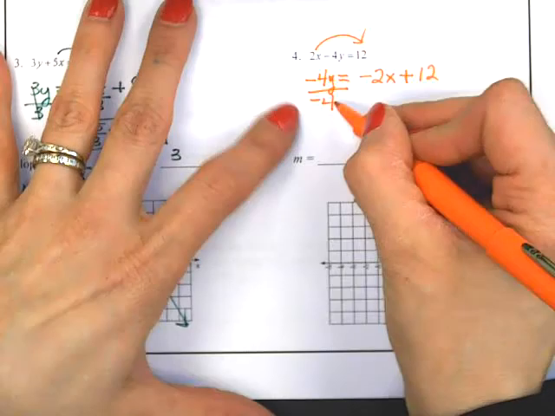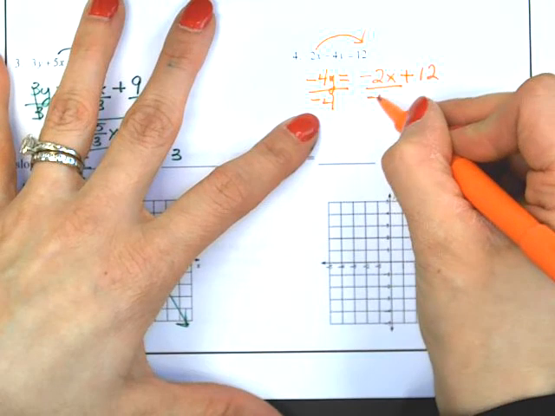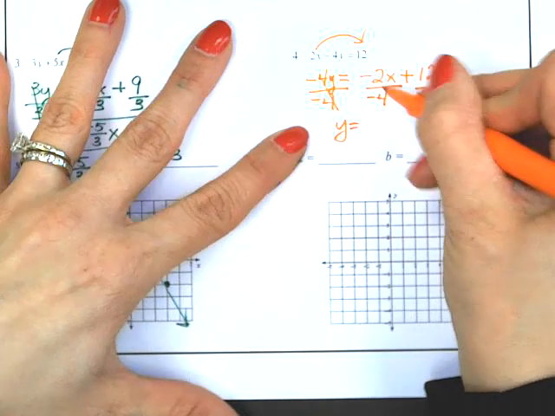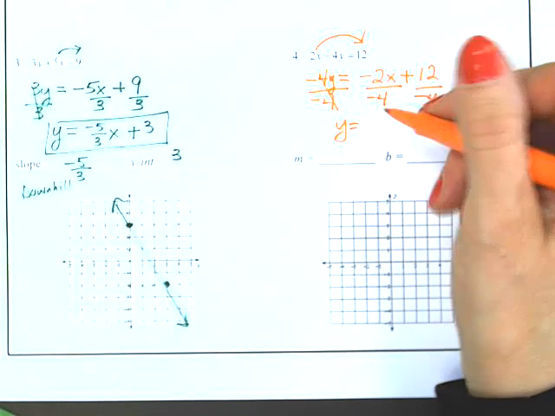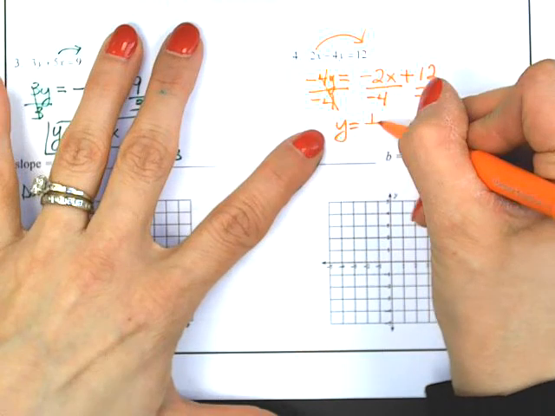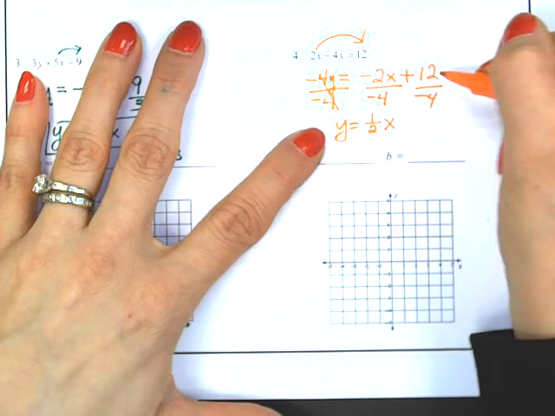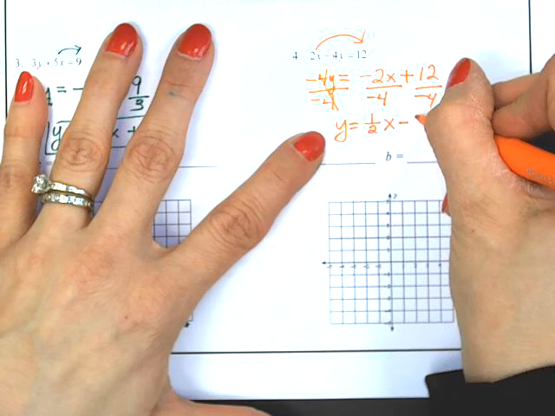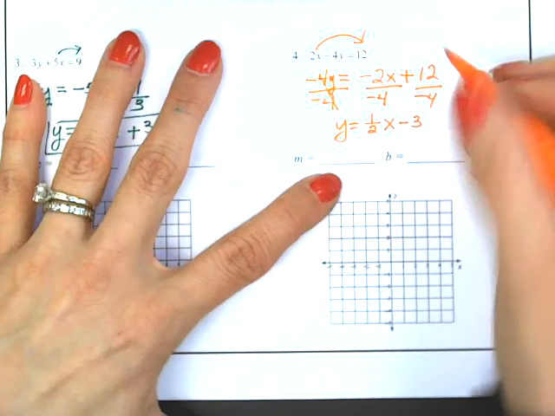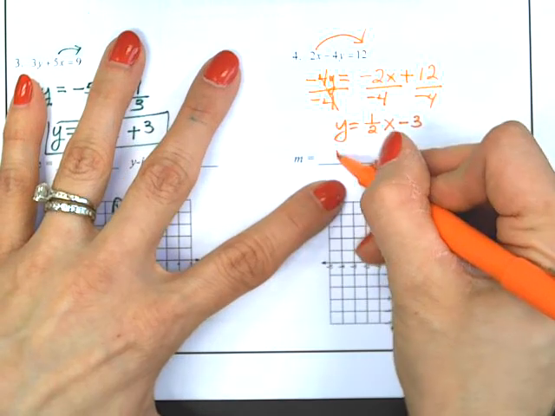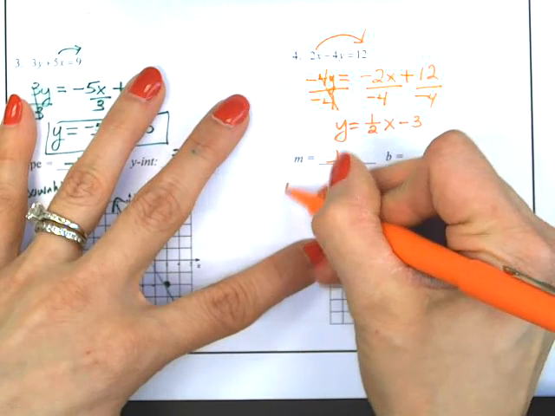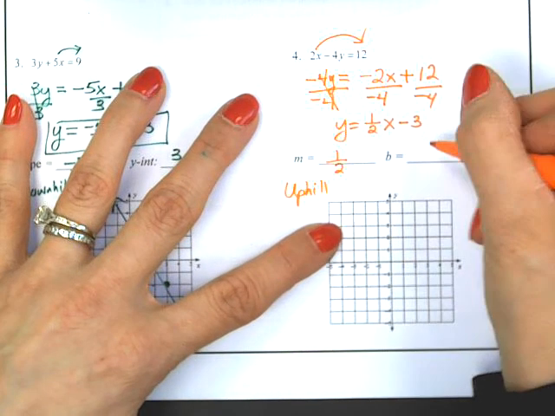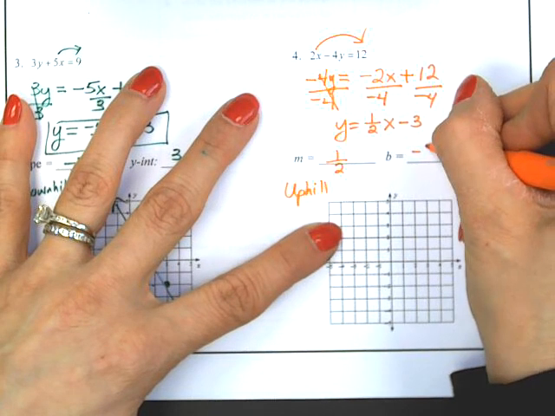Divide by -4. A negative divided by a negative is a positive. So we got 1/2 x, and a positive divided by a negative is -3. So the slope of this line is going to be 1/2, which means it's going to be an uphill line. And the y-intercept of this graph is going to be -3.